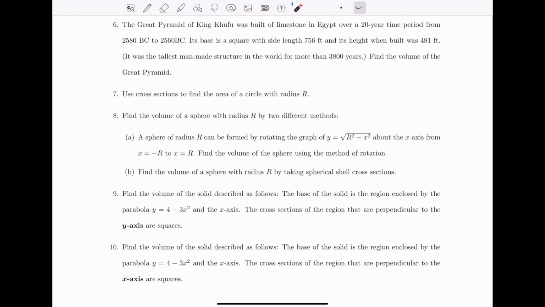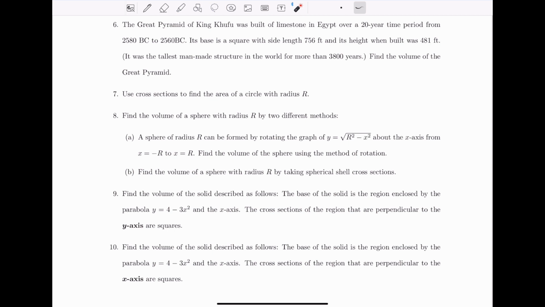Let's work through example 8. We are going to find the volume of a sphere with a general radius r using two different methods. The first method will be the volume of rotation that we discussed earlier, and the second method will be a rather interesting use of cross sections to find the volume. So we'll find the volume in two different ways, and I think the interesting element of this problem is that we can get to the answer with two very interesting methods.